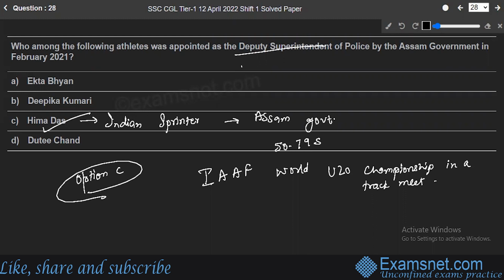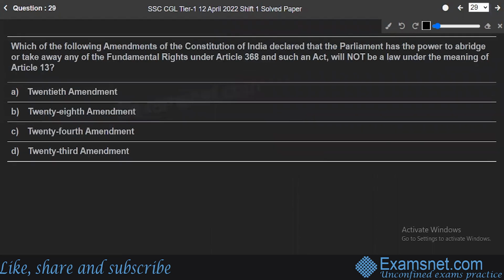Hope you are clear. Next, question number 29. Which among the following amendments of the Constitution of India declared that the Parliament has the power to abridge or take away any of the fundamental rights under Article 368, and such an act will not be a law under the meaning of Article 13? The given options are 20th Amendment, 28th Amendment, 24th Amendment, or 23rd Amendment. See, the correct answer to this question is 24th Amendment.